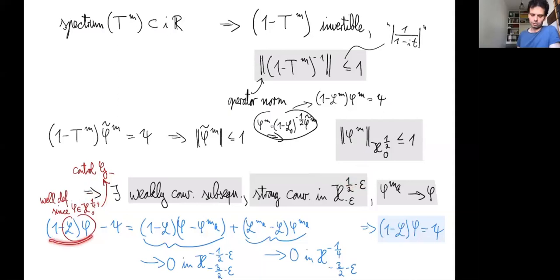And if you write the difference of these two guys, then you can split things up somehow in such a way that each of these terms with the control that we have converges to 0. Both of these convergences are in bad spaces, spaces of negative regularity, but it doesn't matter. So the left-hand side is an element of L2.